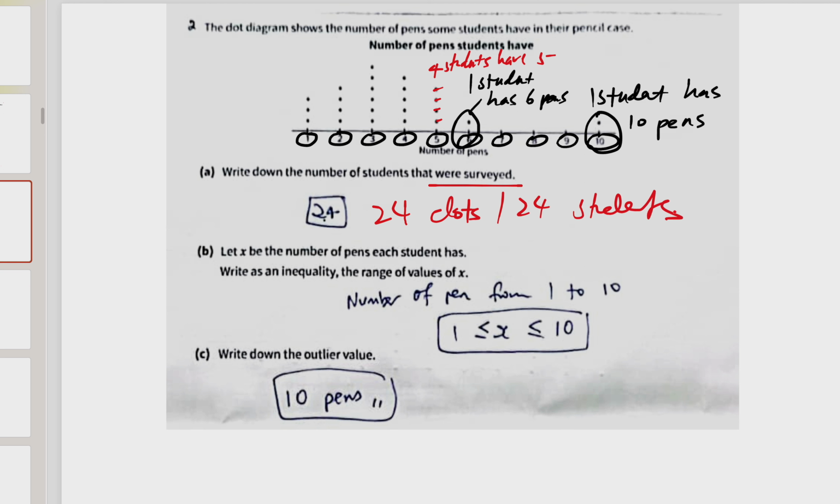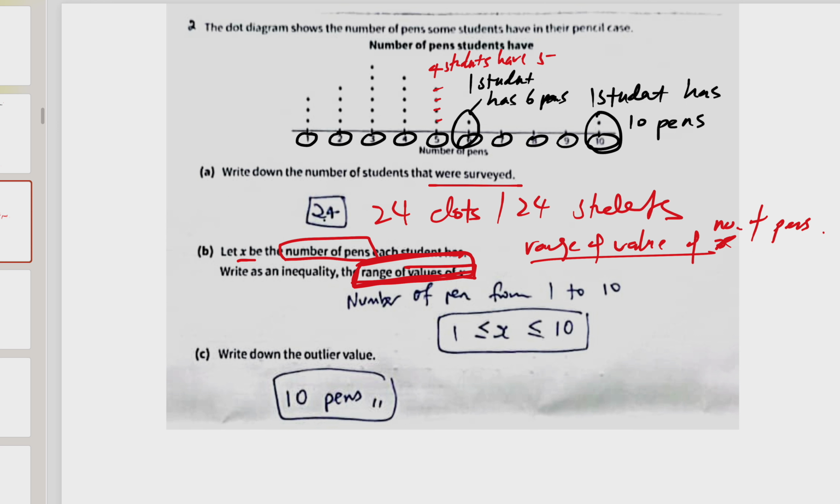Just like the question I asked you just now, you should have 30 dots, right? Then now let x be the number of pens each student has. Write down the range of values of x. So what's the range of values for the number of pens? They want the range of values of x. x is the number of pens, so x is replaced by the number of pens.